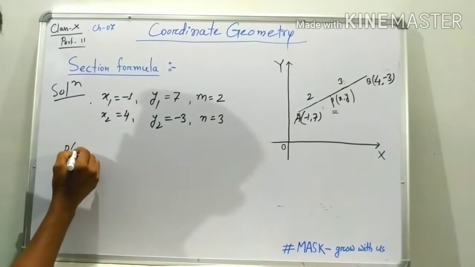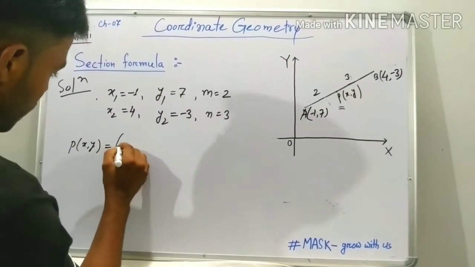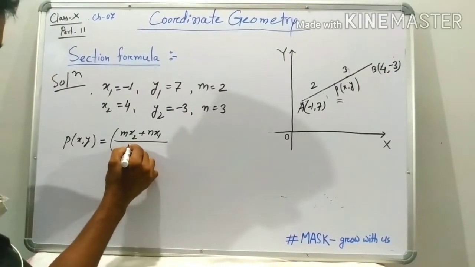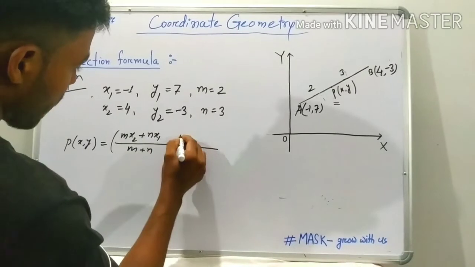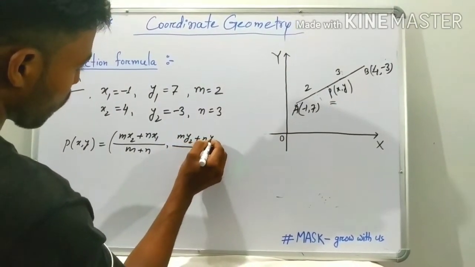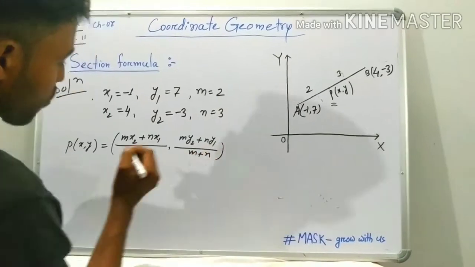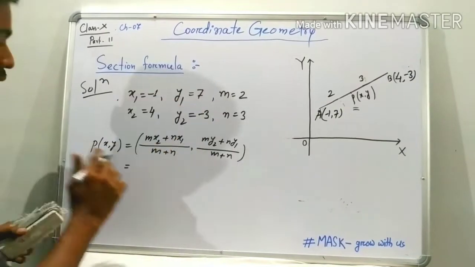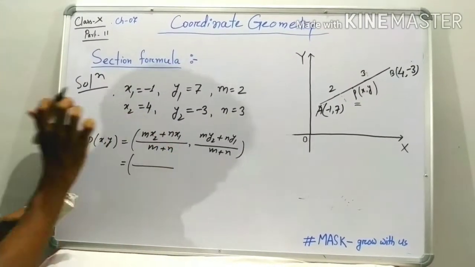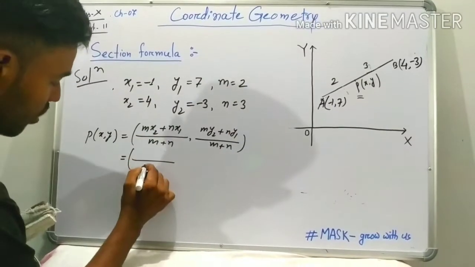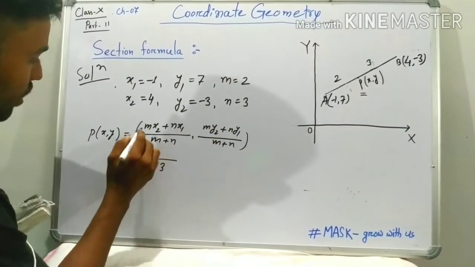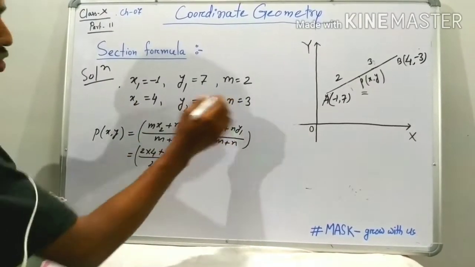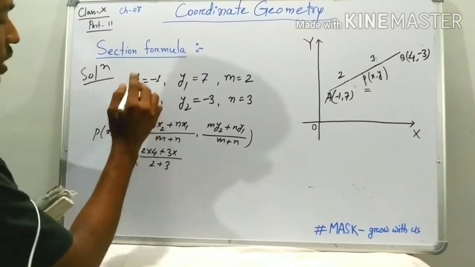So the formula was (m x2 plus n x1) divided by (m plus n), and (m y2 plus n y1) divided by (m plus n). The values of m, n, x1, x2, y1, y2 are all given, so we are just going to put all these values in this formula. So m plus n means 2 plus 3. Then m means 2, x2 means this is 4, plus n means 3, and x1 means this is minus 1.